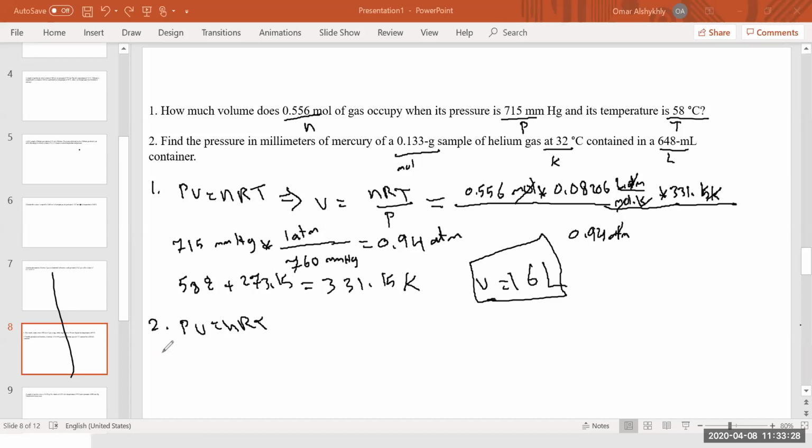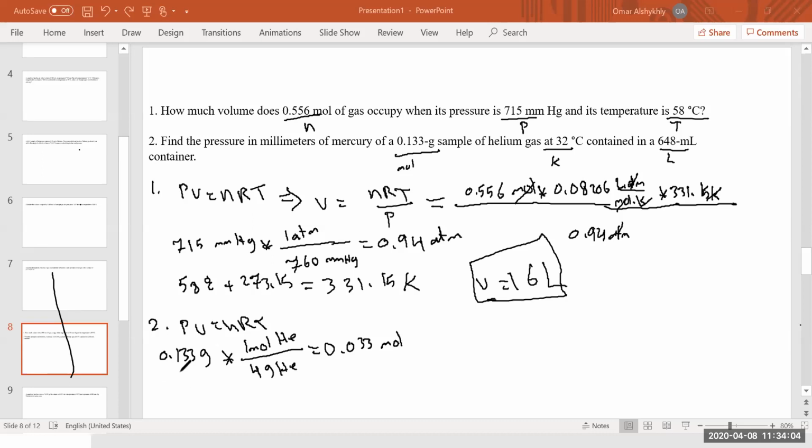First of all, here we have a mass, we need to convert it to mole. So it will be 0.133 gram times 1 mole helium, we will use the molar mass, over 4 gram helium. Let's do the math here. 0.133 divided by 4 will give you 0.033 mole.